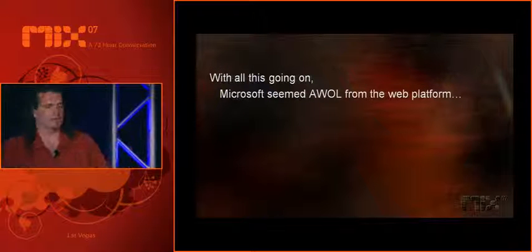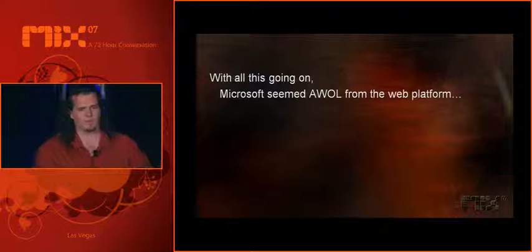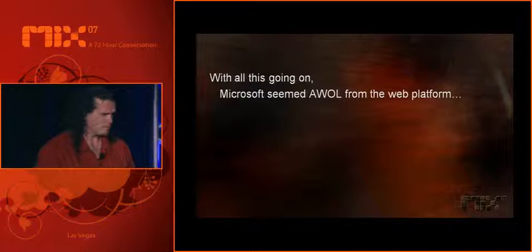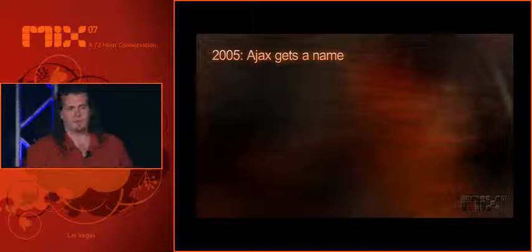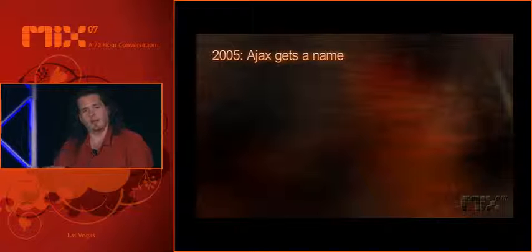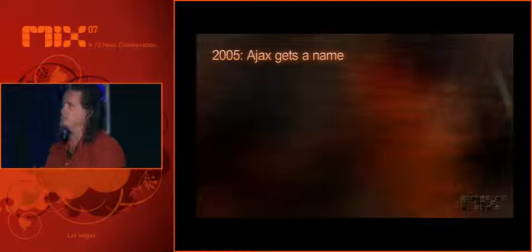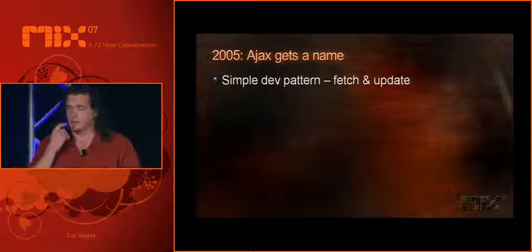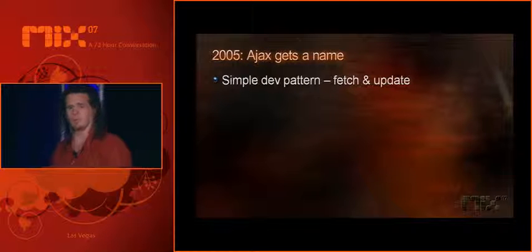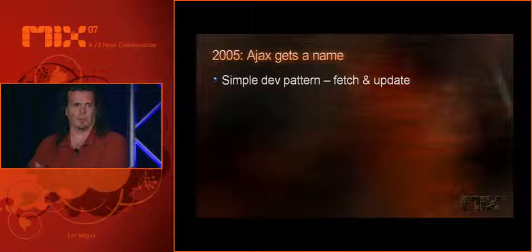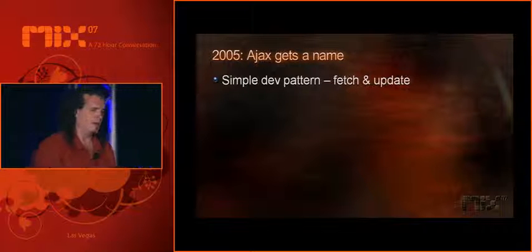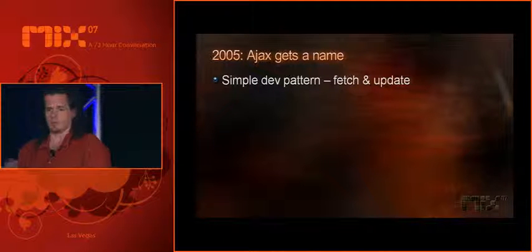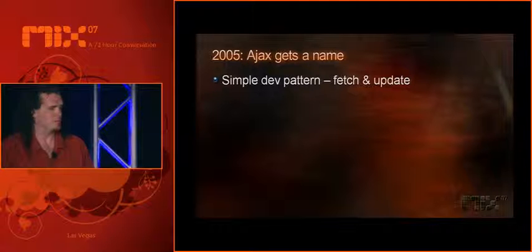So with all this going on, with all the focus on security and us off doing rich client platform work with WPF, we seemed like we weren't really paying attention to the web platform at all. And then, of course, in 2005, actually even before 2005, but in 2005, Jesse James Garrett put a name to this paradigm that people had started actually delivering content and applications on, this concept of Ajax. It's a really simple development pattern, fetching data over the web and updating your local client, and really just utilizing the local client as an interactive programming platform, not always doing a round trip to the server every time you want to do something new.